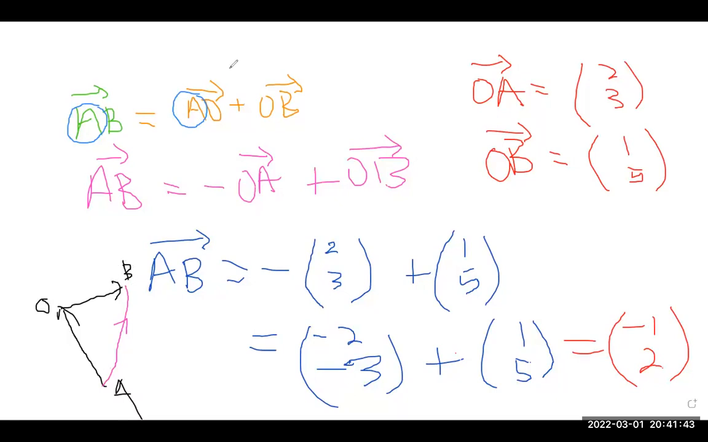But they did not give me information for AO. They gave me information for OA. They said OA is 2, 3. So what I was saying is that AO is the same as saying negative OA.